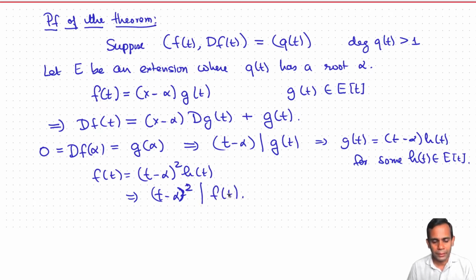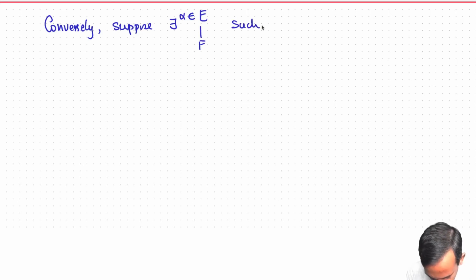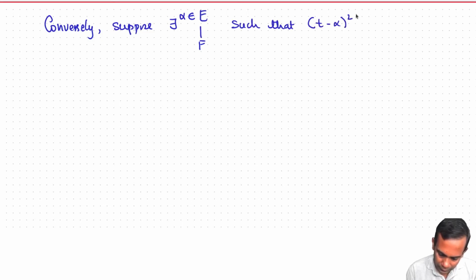So this proves the result in one direction, that if the GCD of a polynomial and its derivative is not 1, then the polynomial has a multiple root. Now let's prove the converse. So conversely, suppose we do have an extension E over F and an element alpha in E such that t minus alpha squared divides f(t) in the polynomial ring E[t].